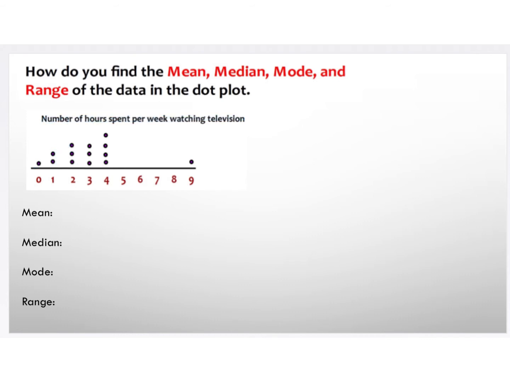Okay, so first I always like to start off writing our numbers in order from least to greatest, even when I'm finding the mean. So to do that, we're going to list out the numbers that are actually on this dot plot. There was one person that watched 0, so we're going to put a 0. There were 2 people that watched 1 hour. There were 3 people that watched 2. 3 people that watched 3. 4 people that watched 4 hours. And then there's just one person right here that watched 9 hours.